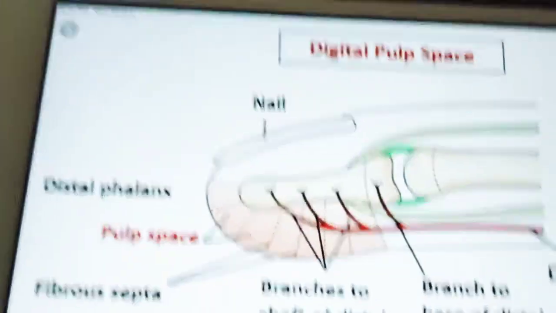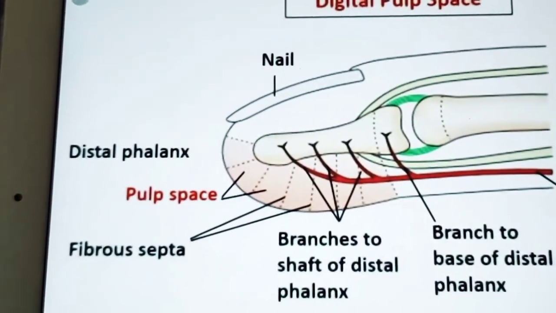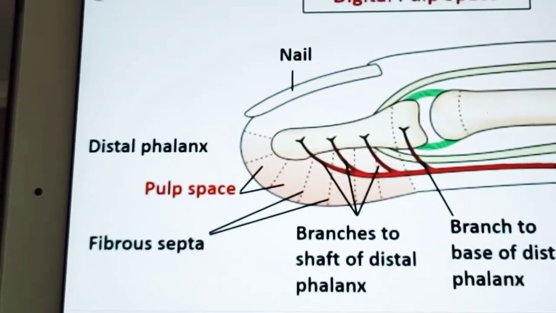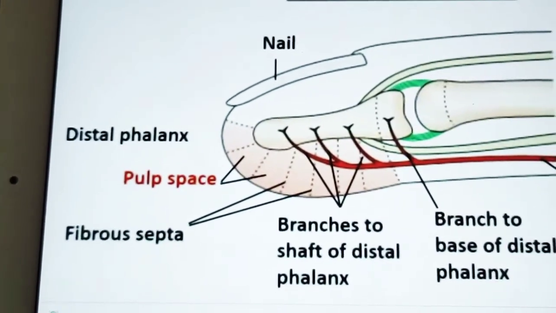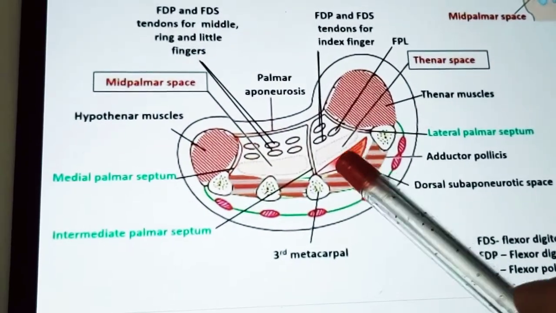So by this we completed the pulp space. So this is a very simple one. Next we will start with the mid palmar space and the thenar space, which are also palmar spaces. Now let us start our discussion on the mid palmar space and the thenar space.